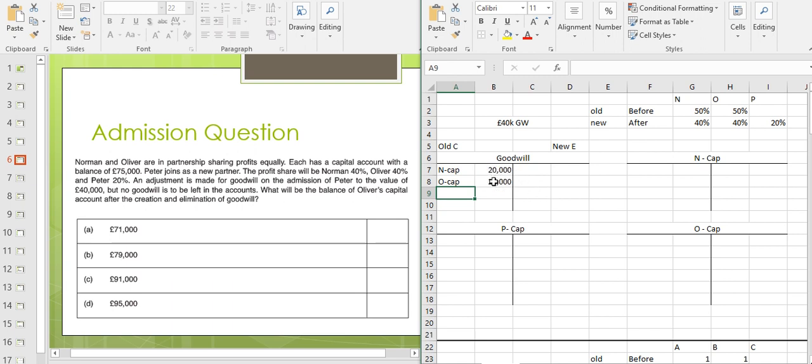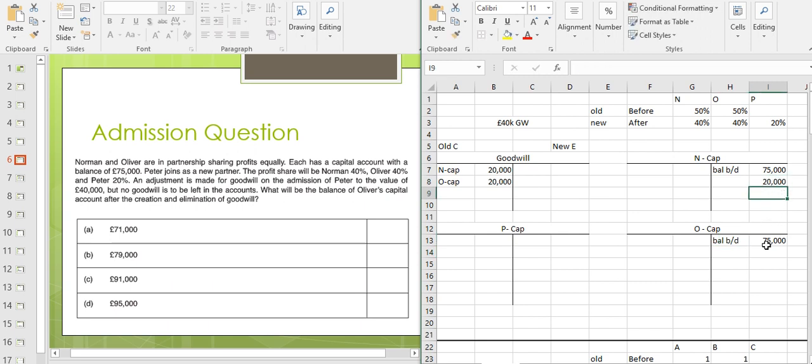What I need to do now is the credit entries, but before I do the credit entries I need to put these opening balances in. 75 for Norman and Oliver. Okay, and that's your balance BD, and that's your balance BD over there. Okay, so debits, credits. You'll know what happens at the end.